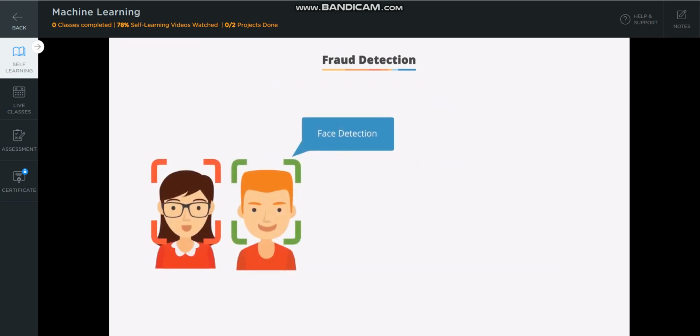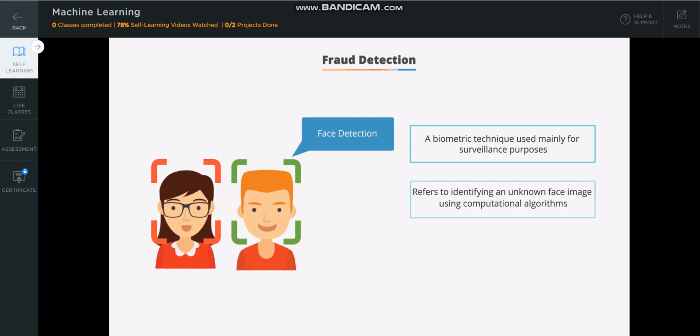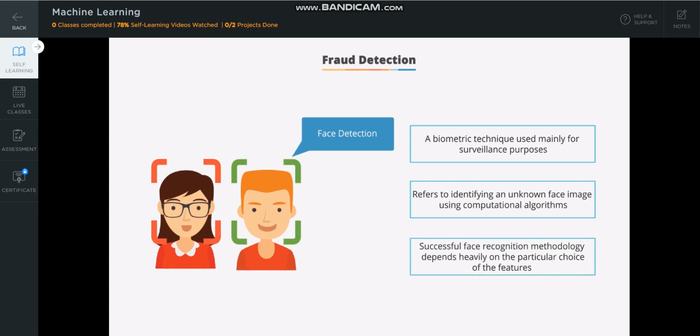Let's now look at how face detection is a classification algorithm. Face recognition is a biometric technique used mainly for surveillance purposes, such as searching for suspected terrorists, wanted criminals, and missing children. The term face recognition refers to identifying an unknown face image using computational algorithms. This operation can be performed by comparing the unknown face with the faces stored in a database. A successful face recognition methodology depends heavily on the particular choice of the features used by the pattern classifier of the classification algorithm.